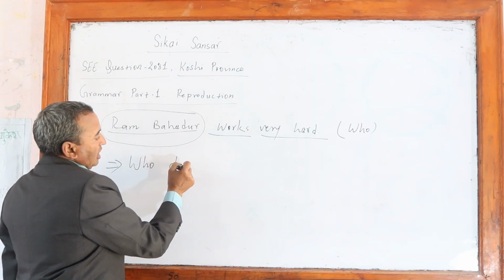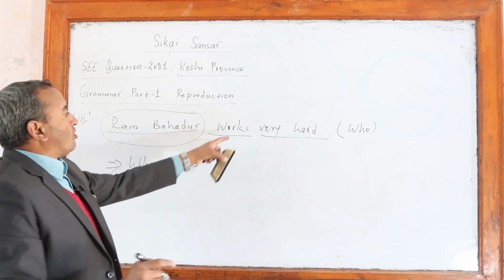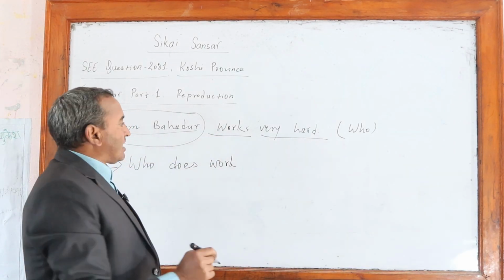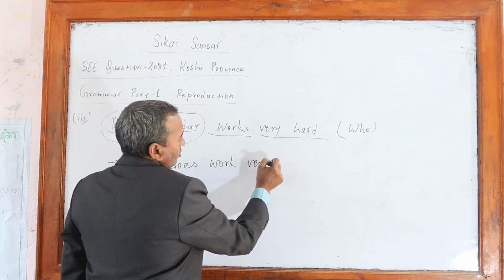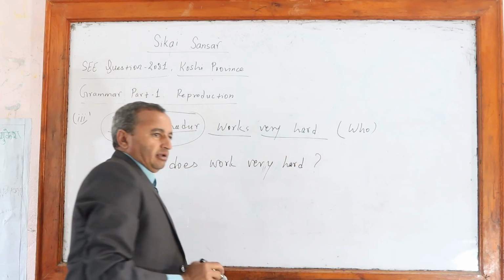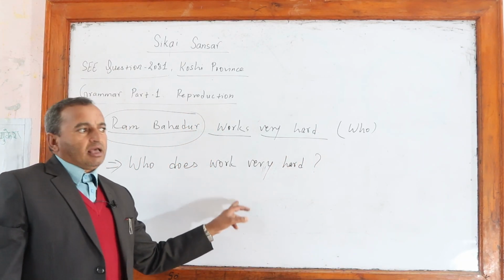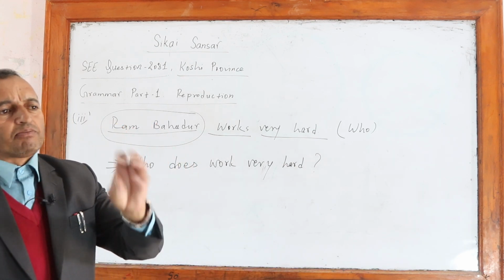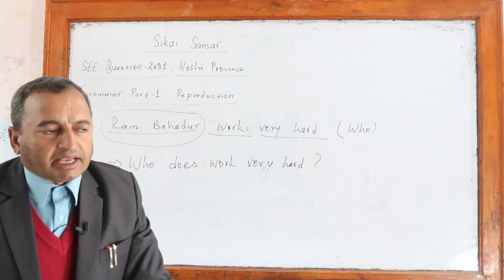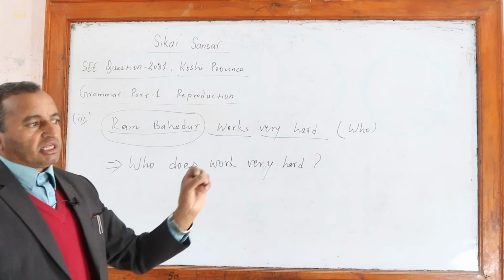Who does? And then what is the form? Work is there. Who does work very hard? Look, as we have discussed in question tags as well as in transformation, the same formation, the searching for the auxiliary verb, the concern of tenses, all things correlate with each other. So we have to know all the things clearly.